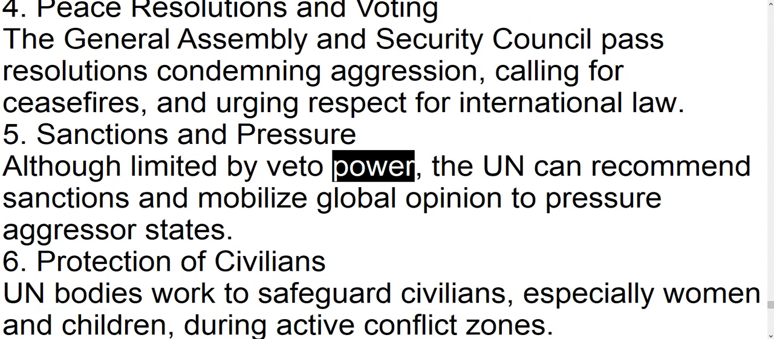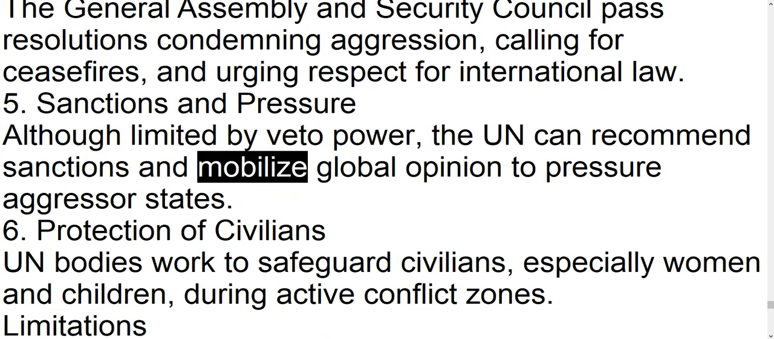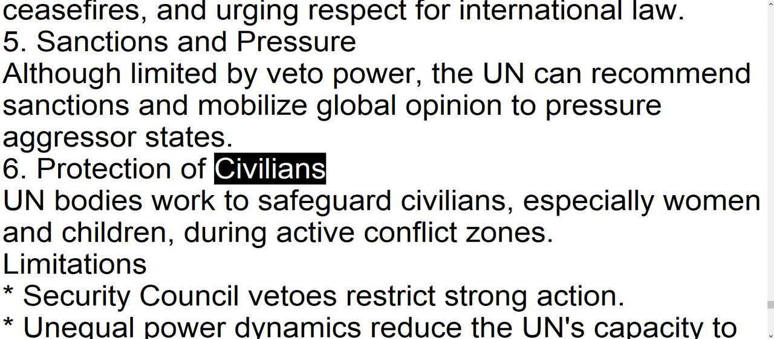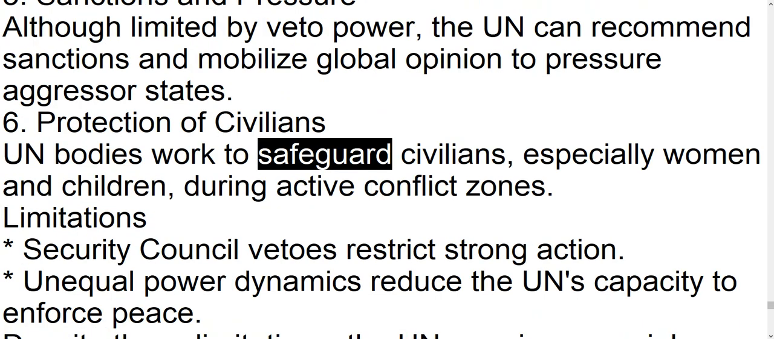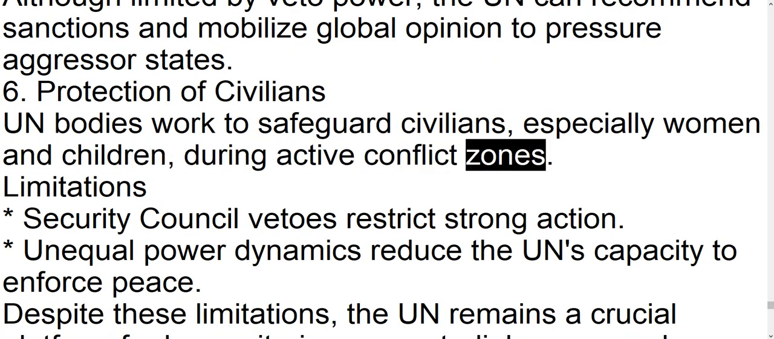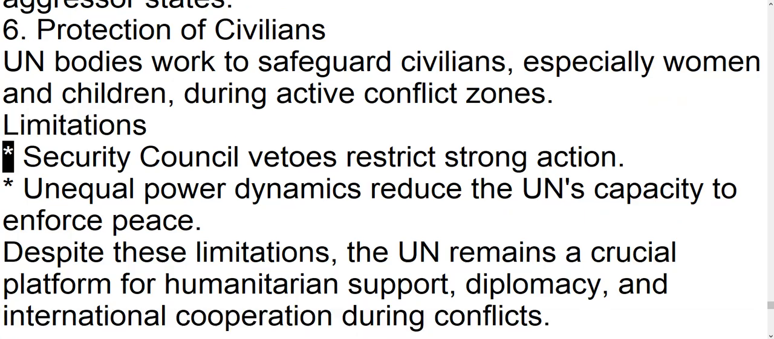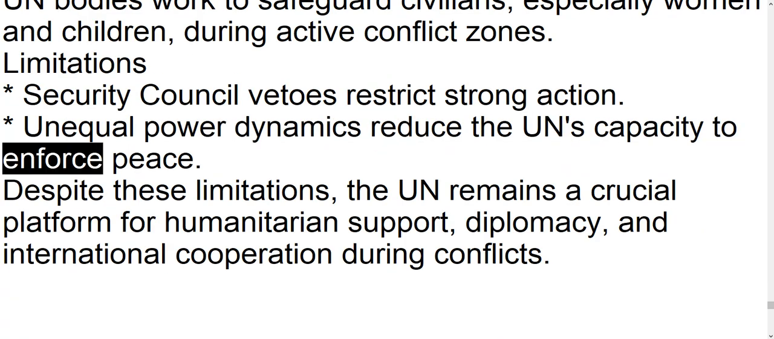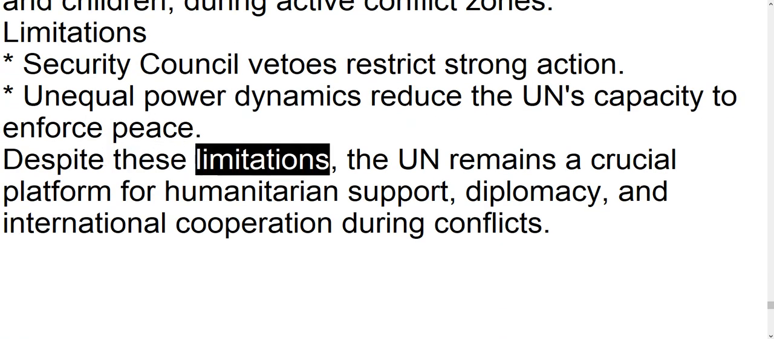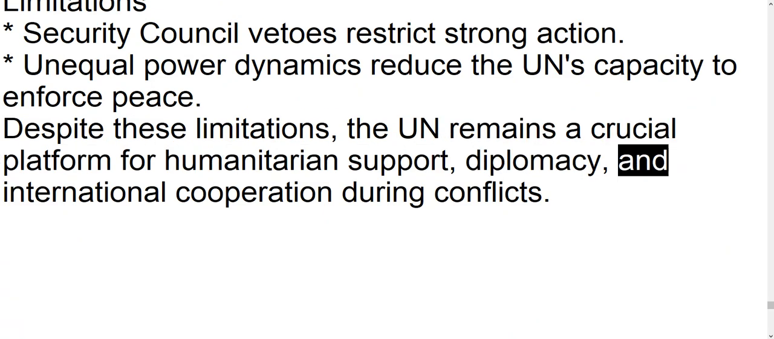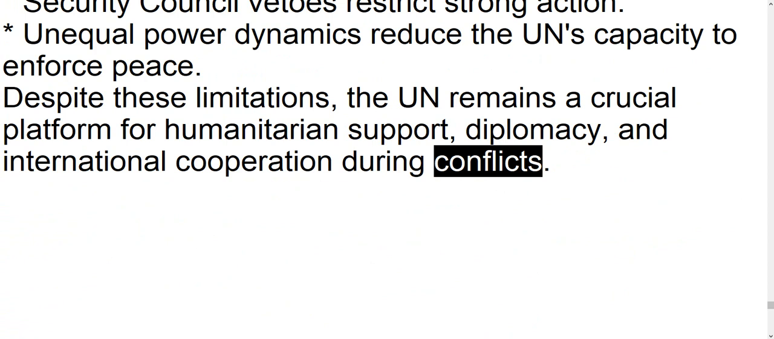Although limited by veto power, the UN can recommend sanctions and mobilize global opinion to pressure aggressor states. 6. Protection of civilians. UN bodies work to safeguard civilians, especially women and children, during active conflict zones. Limitations. Security Council vetoes restrict strong action. Unequal power dynamics reduce the UN's capacity to enforce peace. Despite these limitations, the UN remains a crucial platform for humanitarian support, diplomacy, and international cooperation during conflicts.